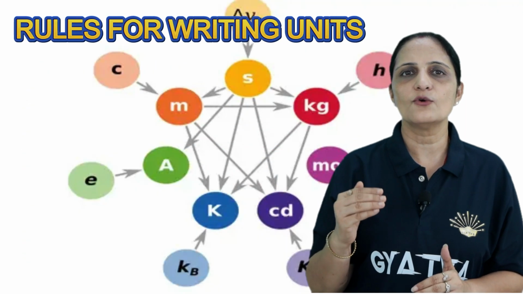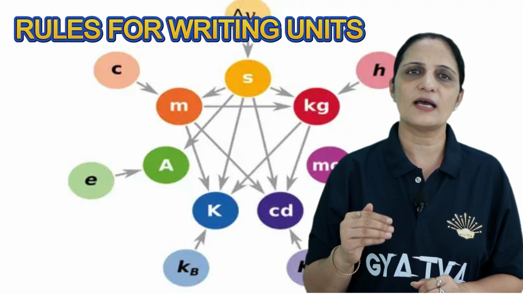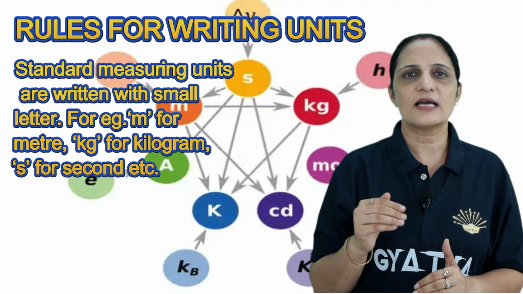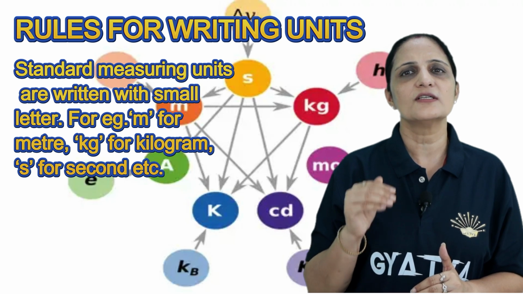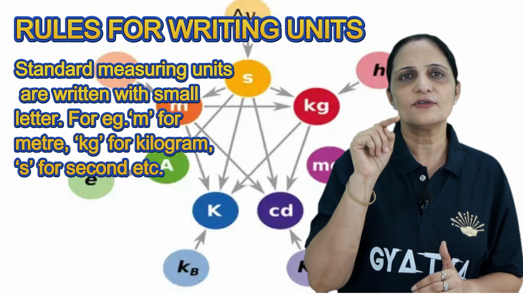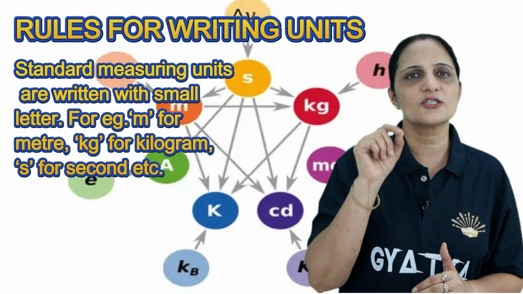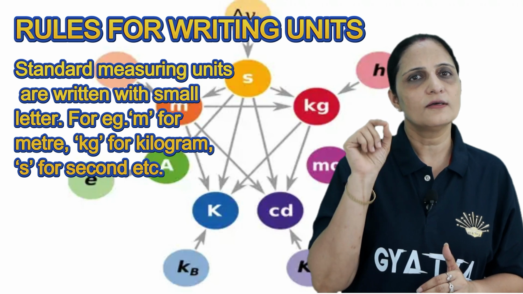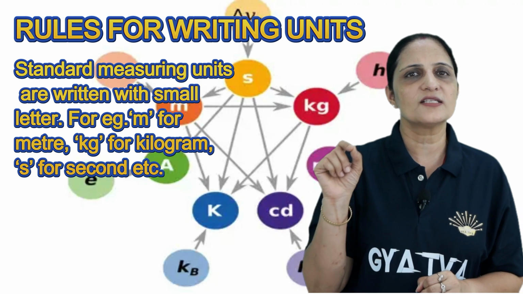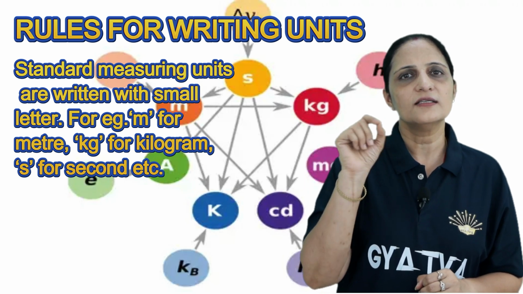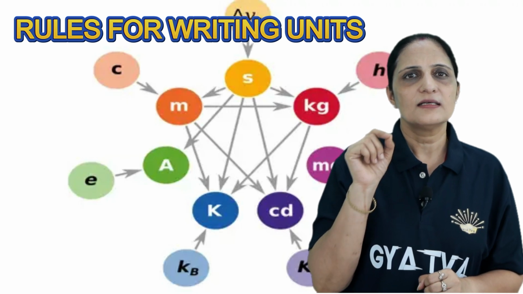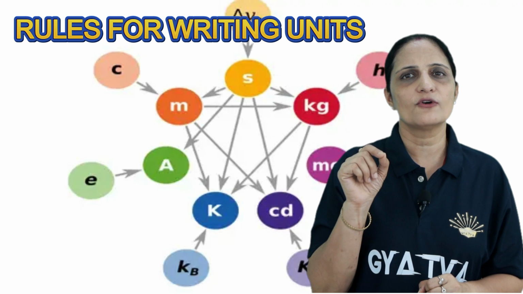Now how are we going to write the units? So we have certain rules for writing out the units. First point, the standard measuring units are written with small letters. For example, when you write meter, then you don't have to write capital M, we write small m. Or you write completely the word metre. Likewise for kilogram, we write kg, and for second we write small s. Symbol for any unit should be followed by a full stop.